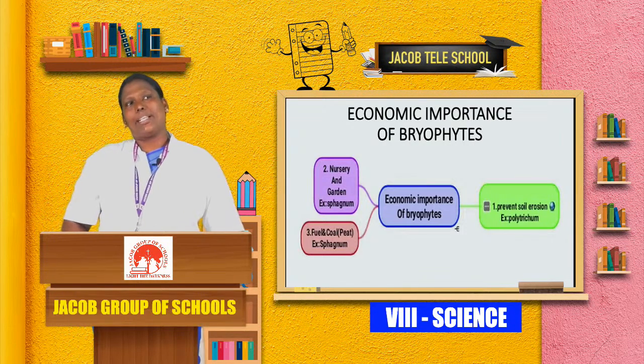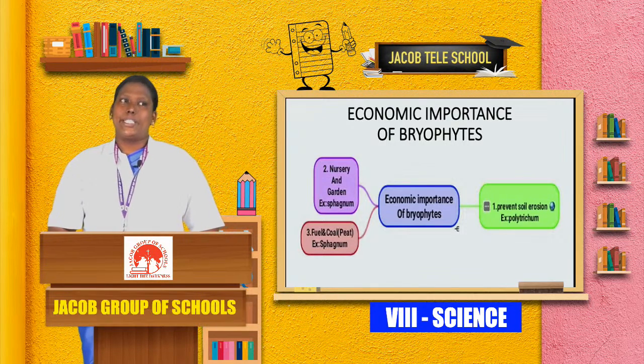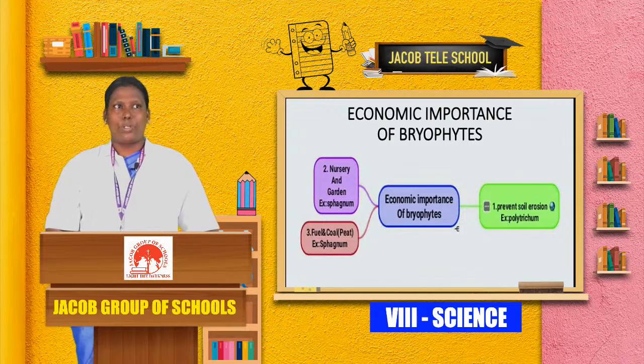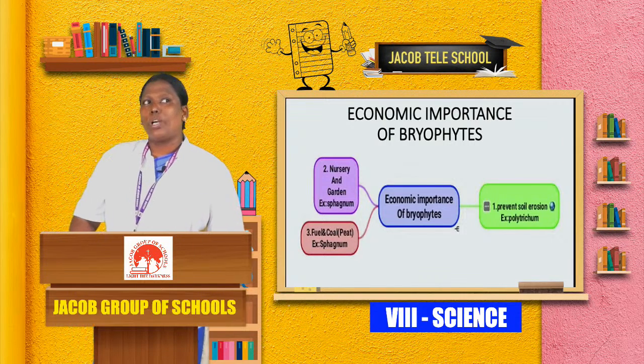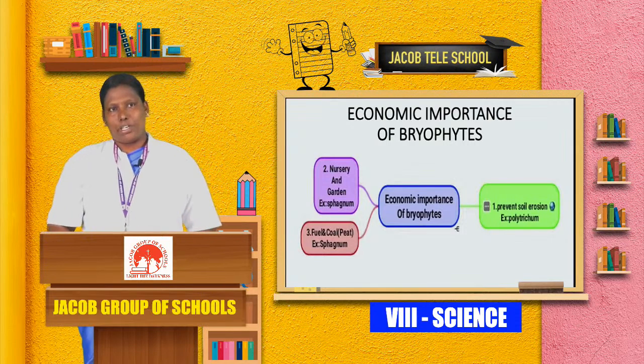So now here the peat that is collected from the bryophyte sphagnum is used as a fuel and also as coal in domestic cooking. And sphagnum holds the water in nurseries and also in gardens. And polytrichum is a bryophyte that helps in the prevention of soil erosion.